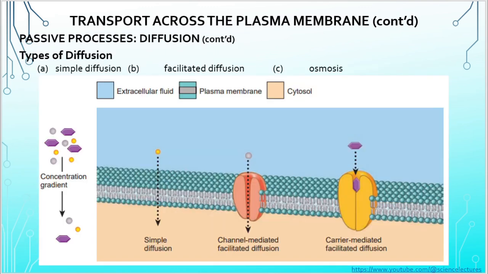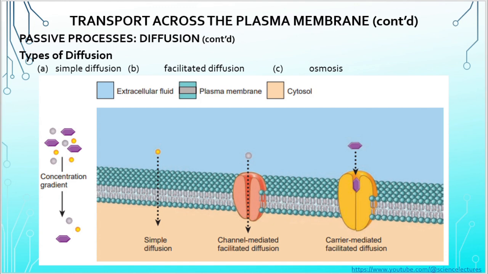So now that we have a basic understanding of the nature of diffusion, we will consider the three types of diffusion: simple diffusion, facilitated diffusion, and osmosis. The figure in our slide shows us simple diffusion and the two types of facilitated diffusion, as we shall look at them. In simple diffusion, a substance moves across the lipid bilayer of the plasma membrane without the help of transport proteins.